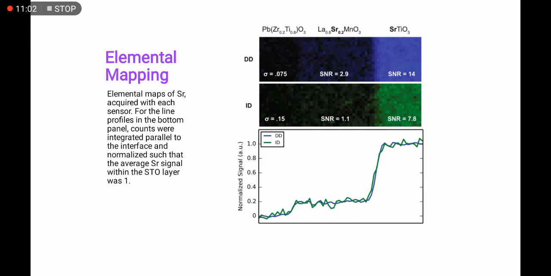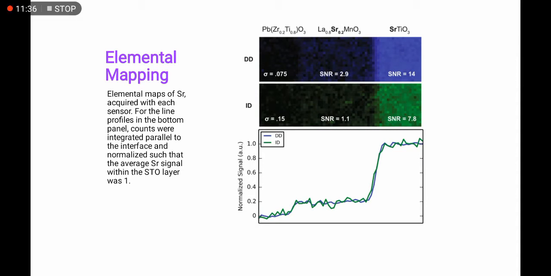Now we'll talk about the elemental mapping. From each acquired SI, elemental maps were constructed for the ID sensor. Simultaneous detection of Ti and Sr may only be achieved with the dispersion of one electron volt per channel, which provides the necessary 2K electron volt FOV. As such, we only present elemental maps for the ID sensor at 1 electron volt per channel, which we compare to the DD sensor at 0.5 electron volt per channel, also 2K electron volt FOV.